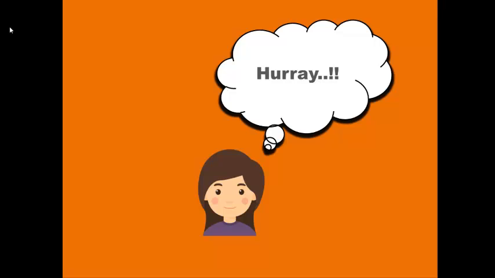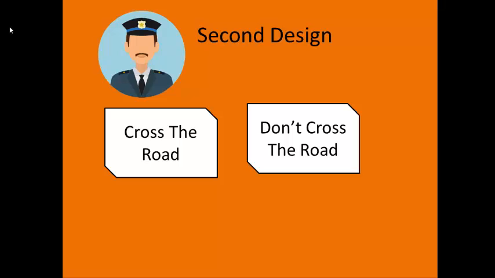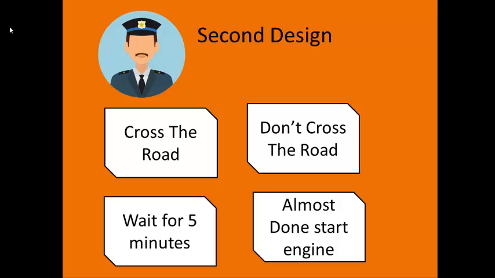So let's start with our second design, which would indicate 1. Cross the road. 2. Don't cross the road. 3. Wait for 5 minutes. 4. Almost done. Start the engine.